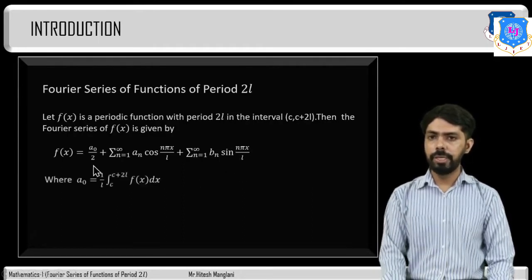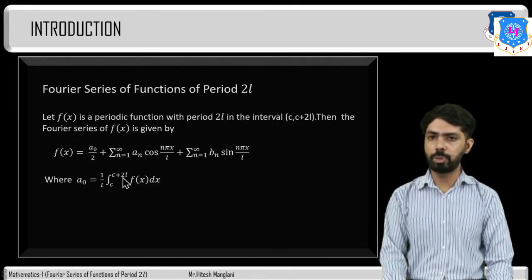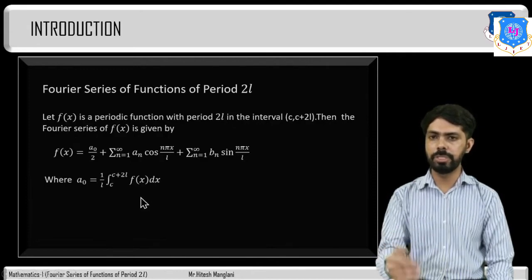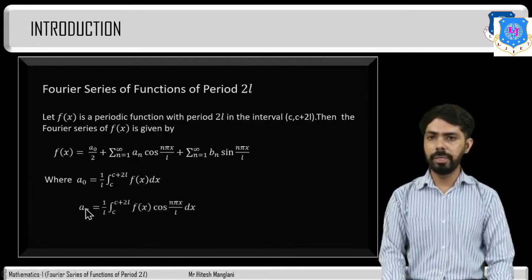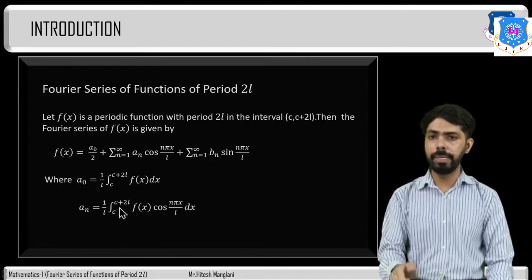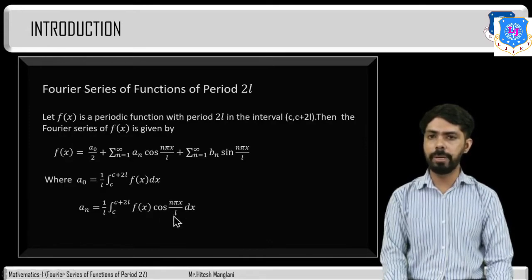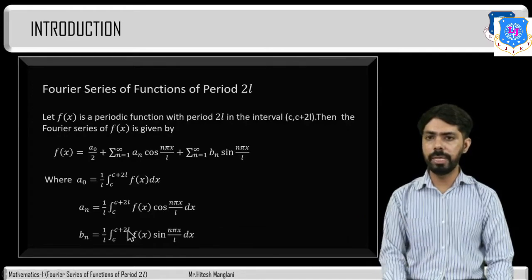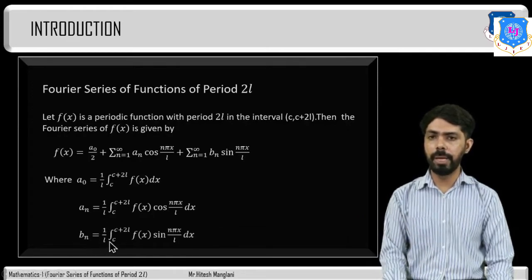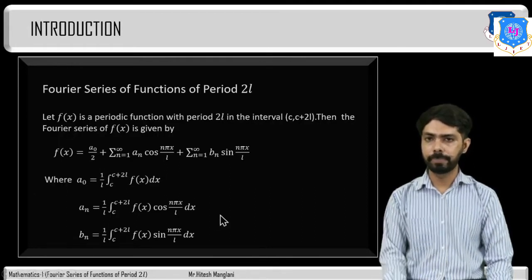Now here a0 is given by 1 divided by l integration from c to c plus 2l f of x dx. So this is a0. Now an is given by 1 divided by l integration from c to c plus 2l f of x into cos n pi x divided by l dx. And what is bn? bn is given by 1 divided by l integration from c to c plus 2l f of x into sin n pi x divided by l dx. So this is how we can find out the values of a0, an and bn.